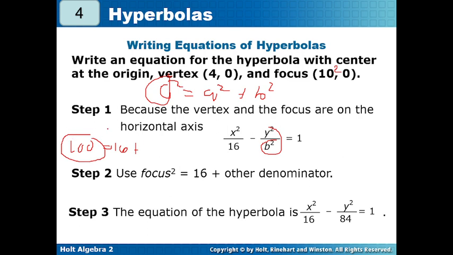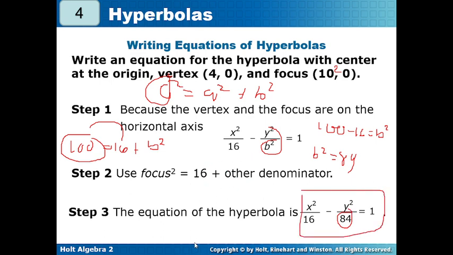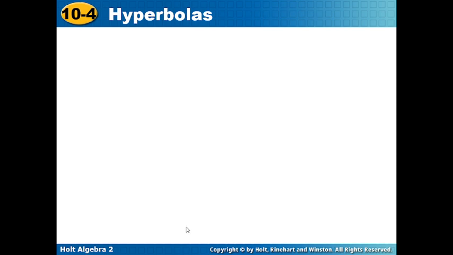In that case, b squared, you're just going to transpose it to the other side. So 100 minus 16 is equal to b squared, and 100 minus 16 is 84. So therefore, your b squared is equal to 84. Alright, so therefore, we have the equation already. That's how.